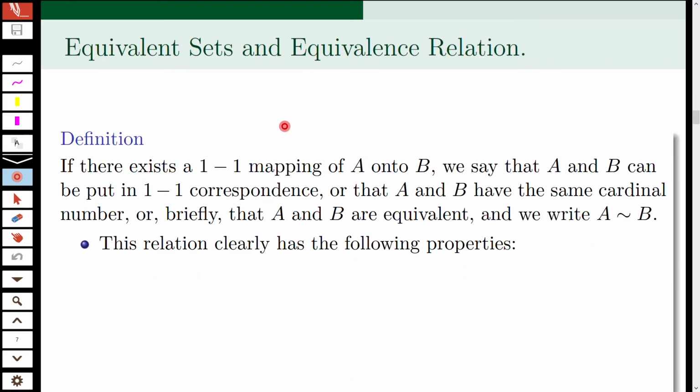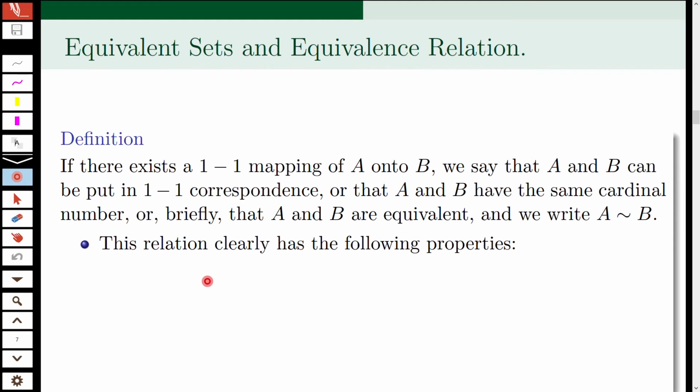Now we define equivalent sets and equivalence relation. If there exists a one-to-one mapping of A onto B, we say that A and B can be put in one-to-one correspondence, or that A and B have the same cardinal number, or we say that A and B are equivalent, and we write A tilde B, and it is read as A is equivalent to B.